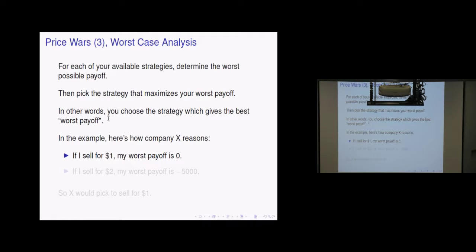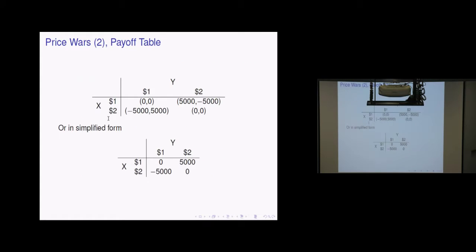Now in the example, here's how company X reasons. If I sell for $1, my worst payoff is 0. If I sell for $2, my worst payoff is minus 5,000. So here are the two worst payoffs. I choose the best among the two. 0 is better, so X will pick $1. Sorry, let me go back to the payoff here. So this is the matrix.